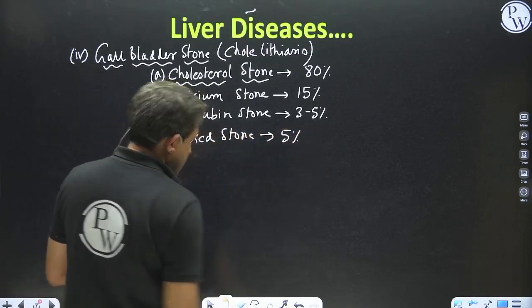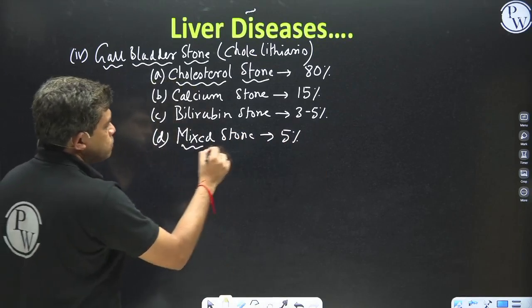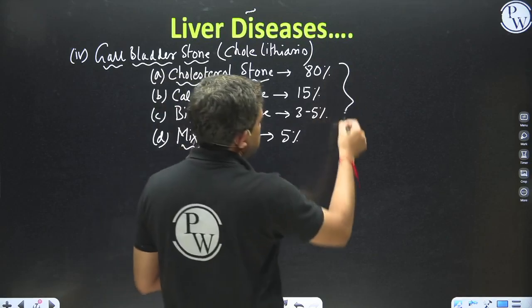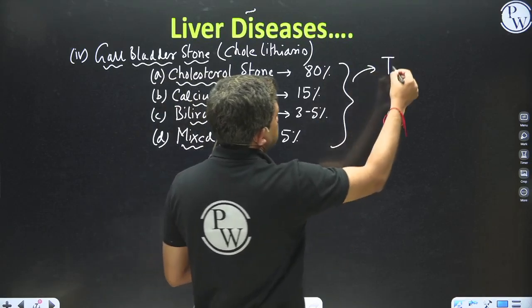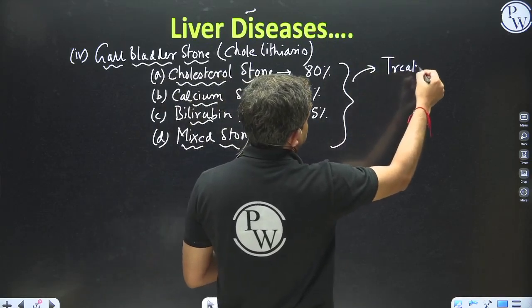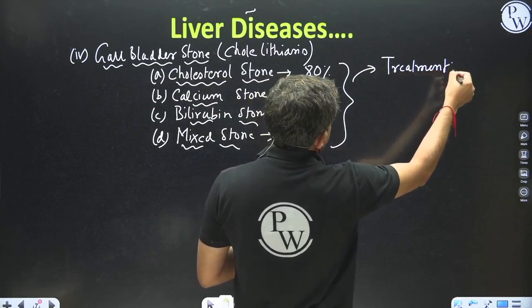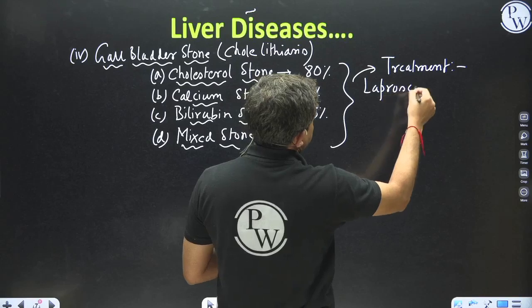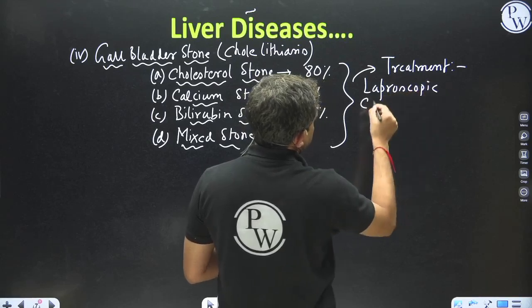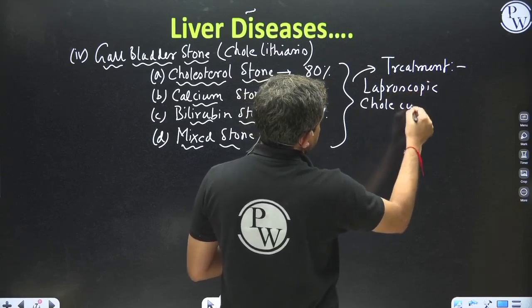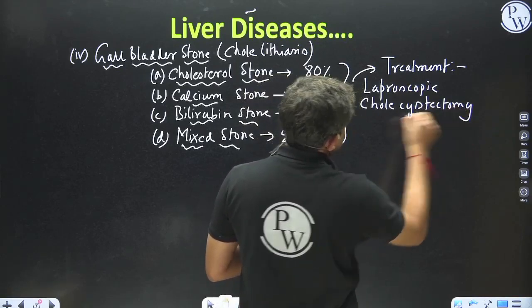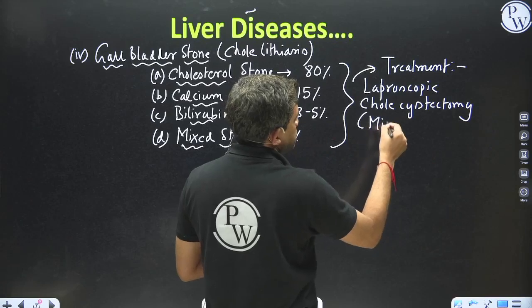Say, these are the different types of stones, and we also have treatment for them. And what are the treatments? The treatment can be laparoscopic cholecystectomy. So this is a type of microsurgery.